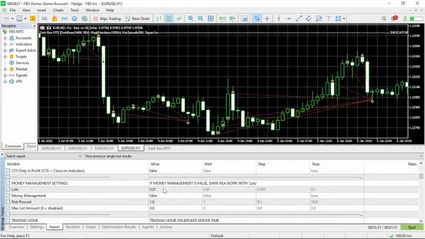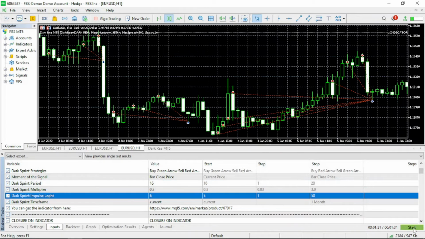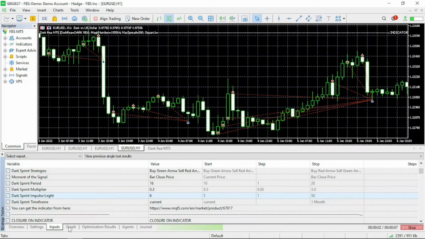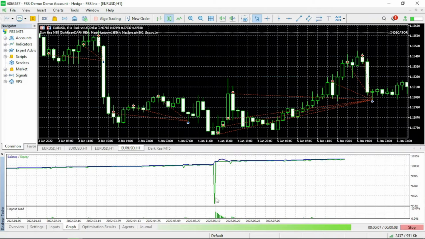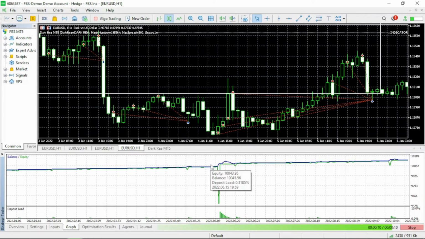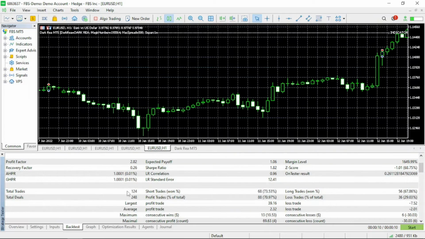So what we're going to do next is look at the other spectrum of Dark Sprint, increasing the period of the ATR to 16 and increasing the Dark Sprint impulse length to 6. So our first set was for a fast moving ATR and short impulse length, and this is the other side of the spectrum. So total net profit is $131.70. Very important, you see the total trades decreased from over 400 to only 124.